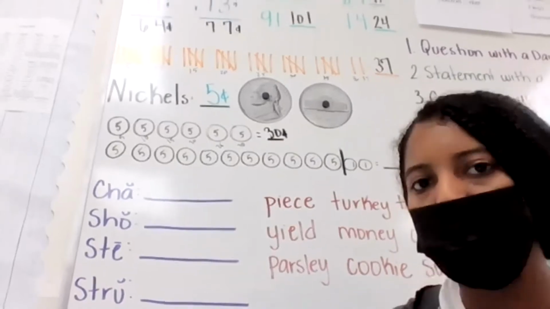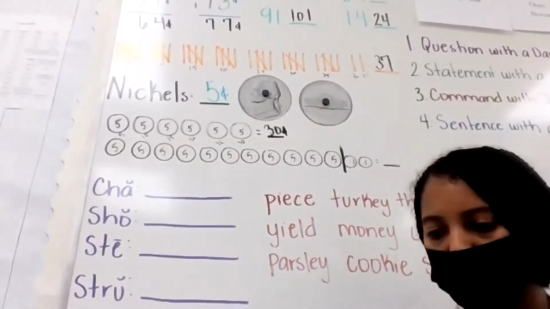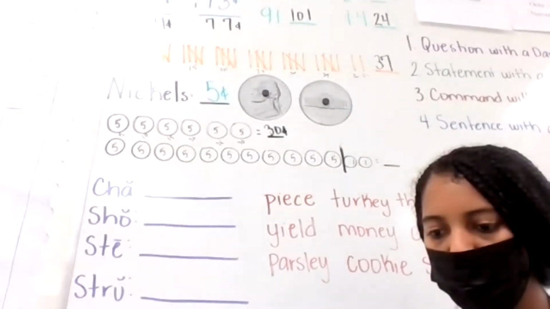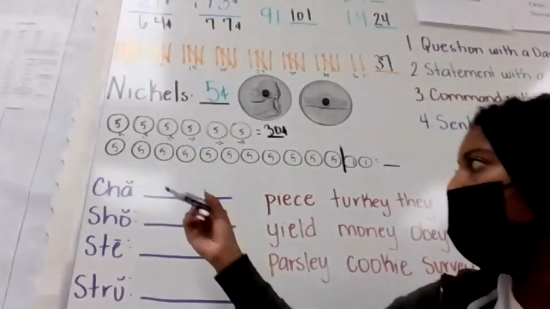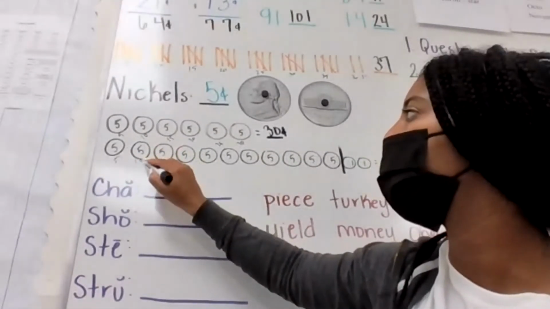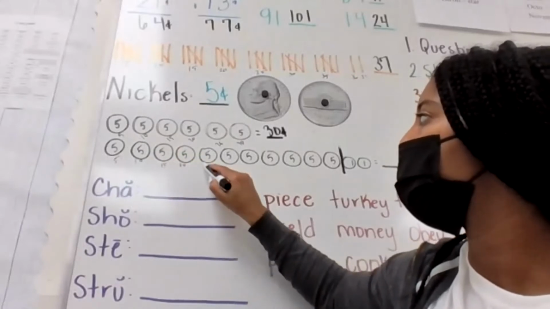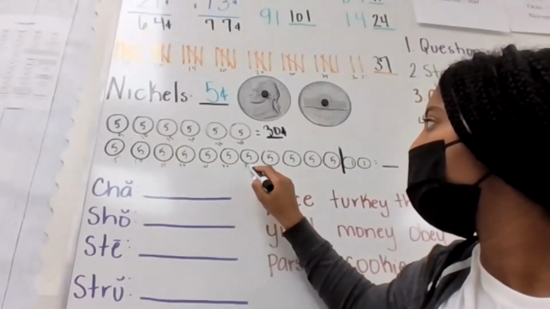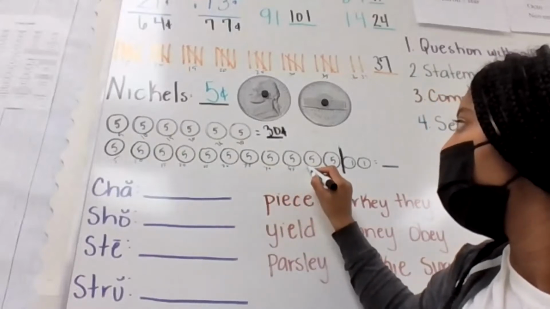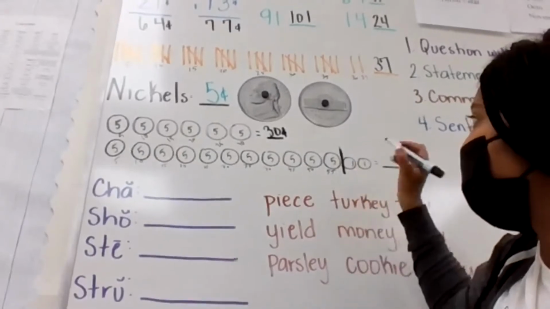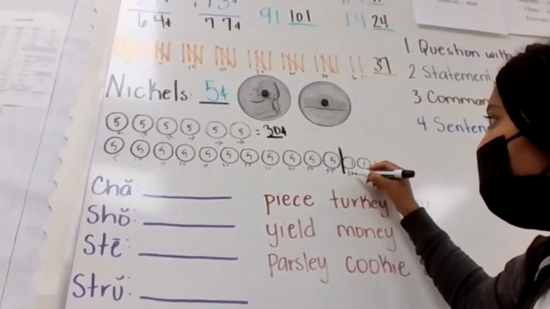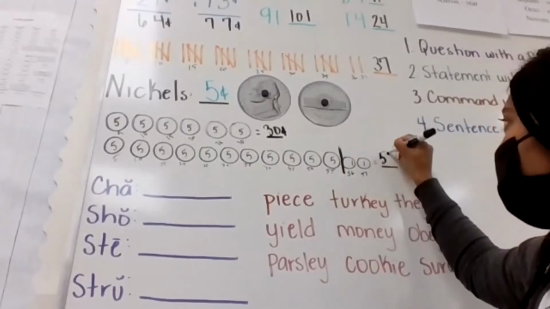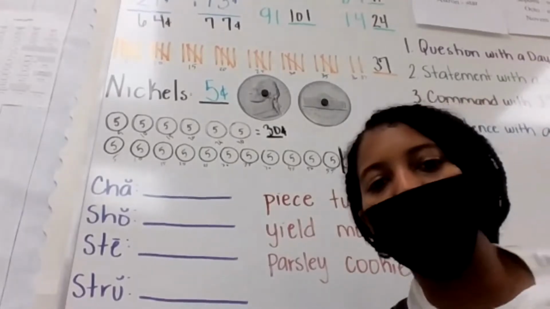All right. Let's count. Okay, Dennis, what do you have? Oh, I keep forgetting the answer. 62. Okay, let's count and see. Let's go. 5, 10, 15, 20, 25, 30, 35, 40, 45, 50, 55, 56. I think you added an extra nickel, but yeah.